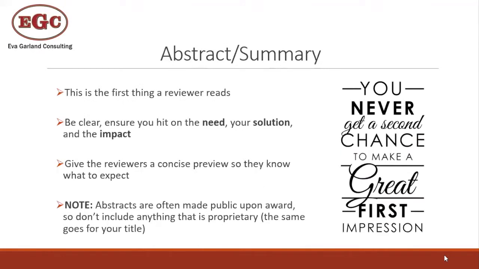All agencies require some form of abstract or summary that is to be written for a wide audience. This can generally be somewhat technical or scientific, but should be broadly accessible. Importantly, this is often the first thing a reviewer reads that outlines the problem you are addressing and your approach. Therefore, use this to set up expectations for the entire proposal. Be clear and ensure that you hit on the need, your solution, and the impact. Give the reviewers a concise preview so that they know what to expect.